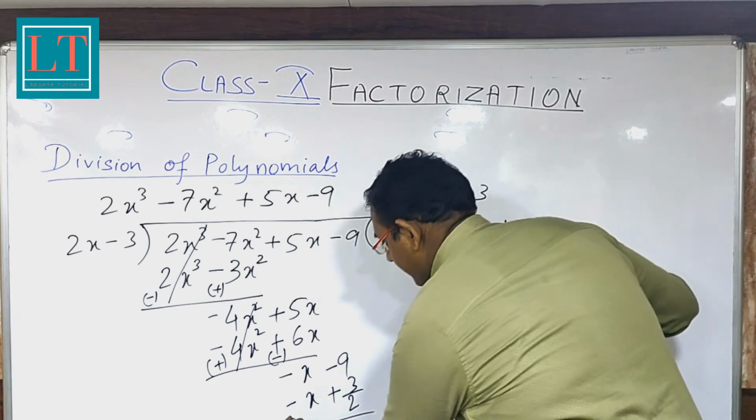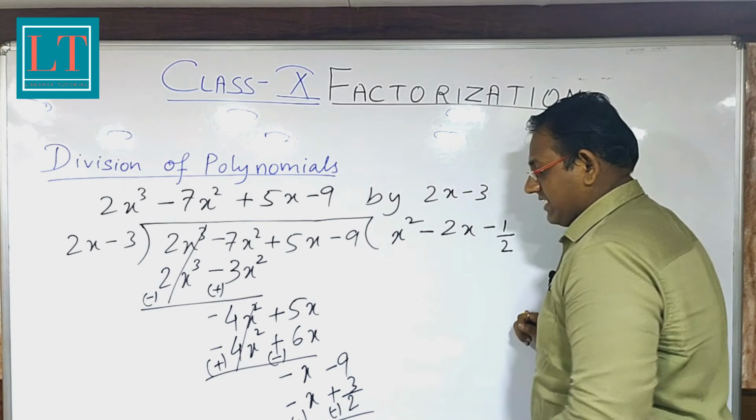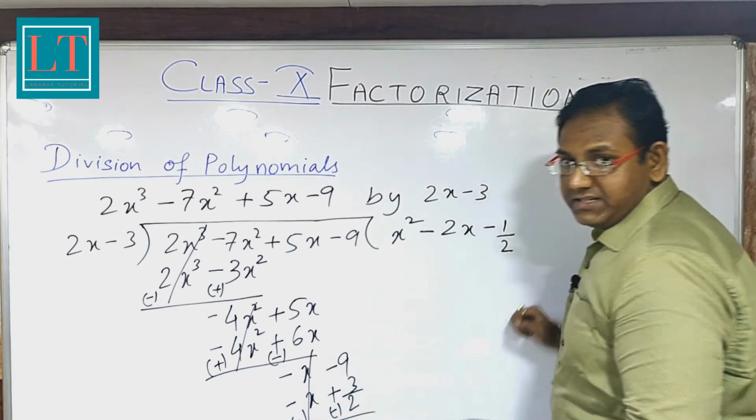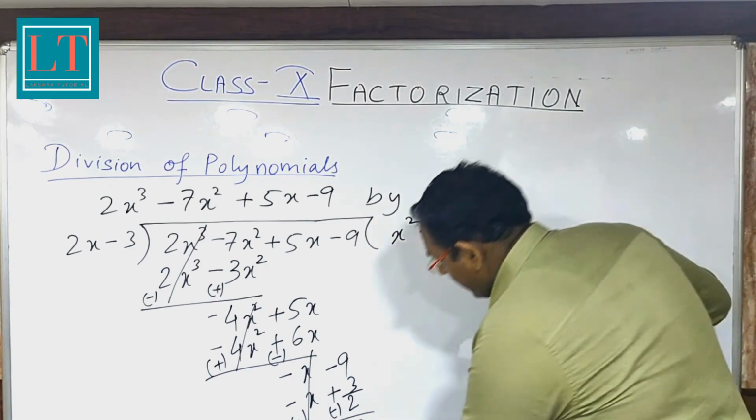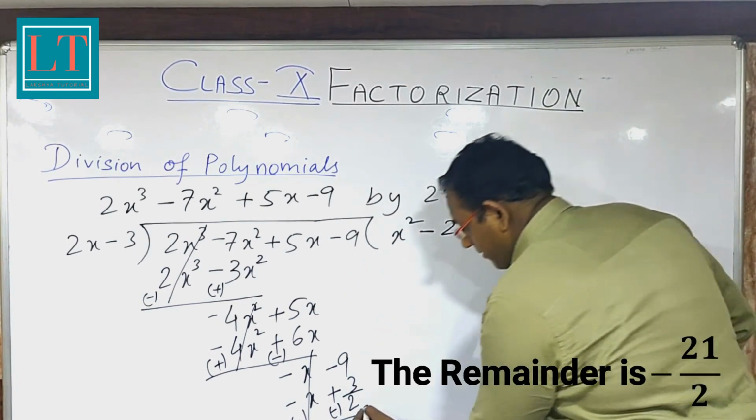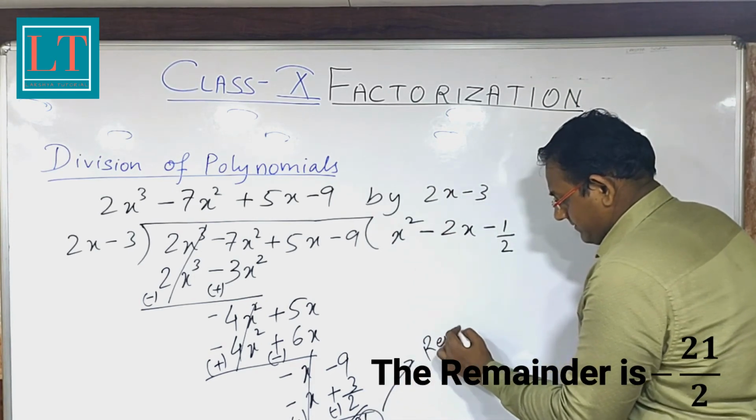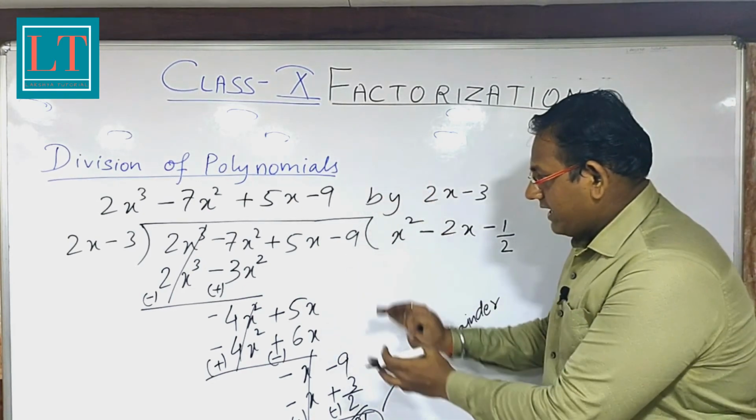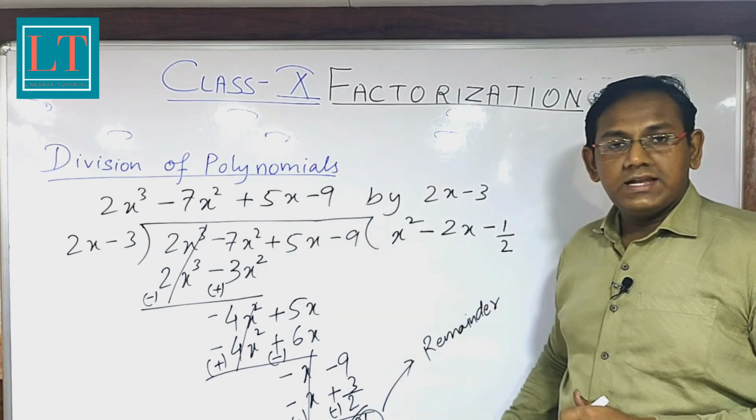Now if we simplify, we have to change the sign, so we will write this as positive and we are going to write this as negative. So this will cancel out, and over here we are basically getting minus 9 and minus 3 by 2. So if we simplify this entire expression, we will be getting minus 21 by 2. So this portion that we are getting, this is called remainder. Clear? So whenever we divide a given polynomial, we divide this entire polynomial like this.